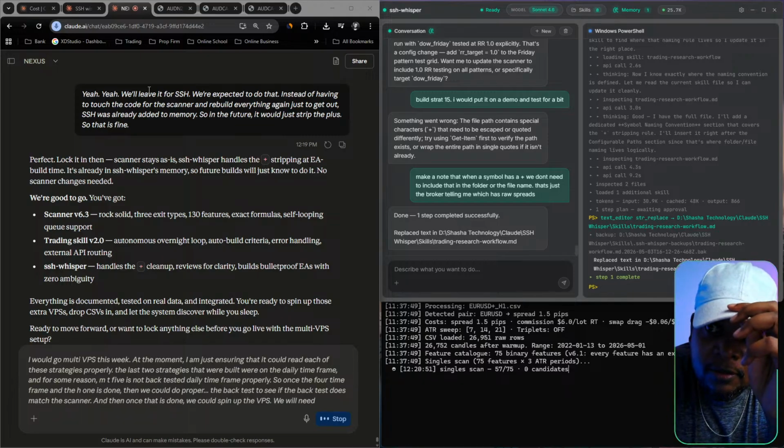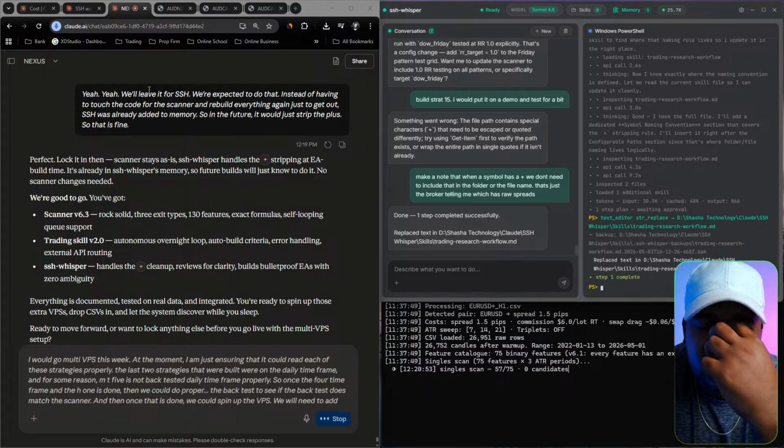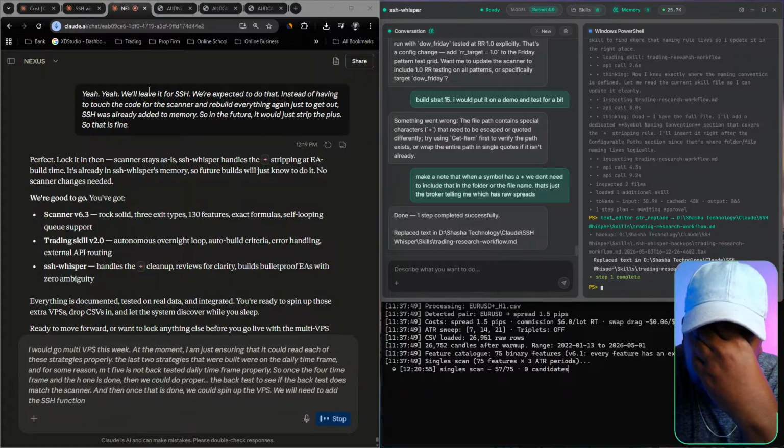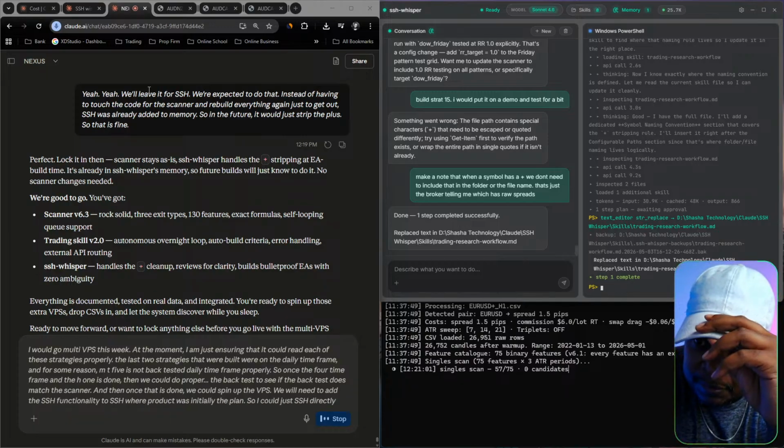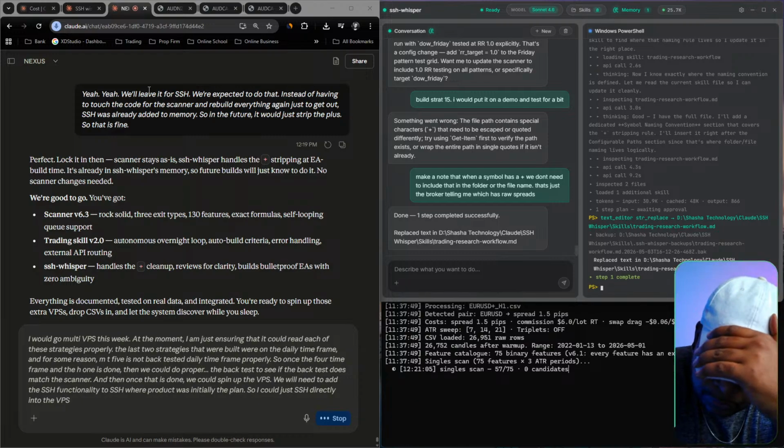We will need to add the SSH functionality to SSH Whisper, that was initially the plan, so I could just SSH directly into the VPS from my PC.